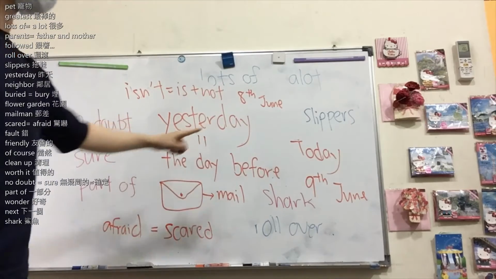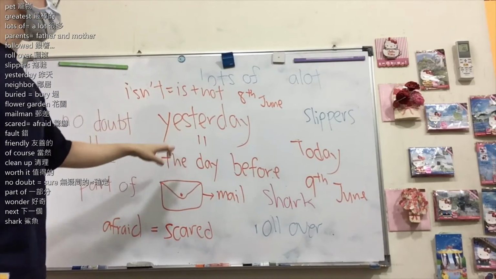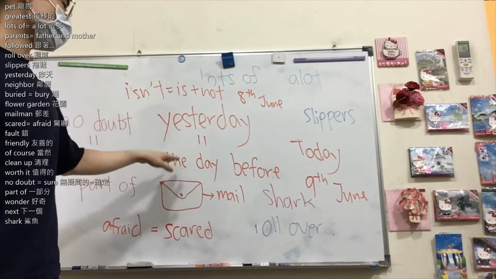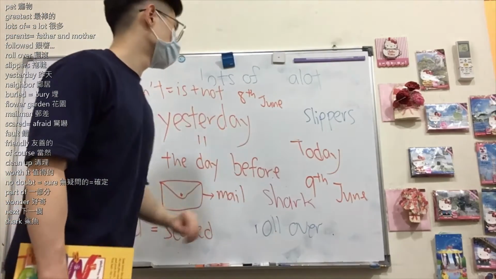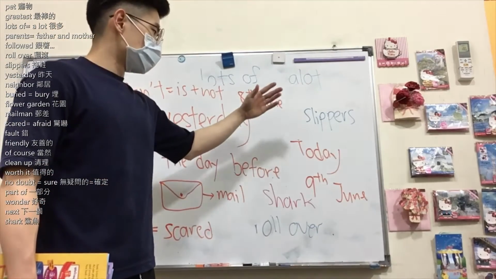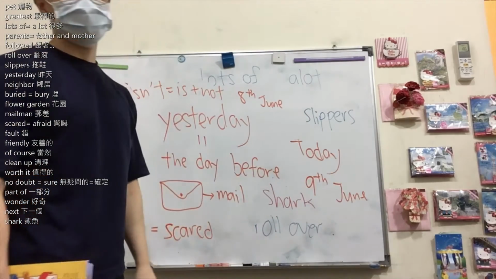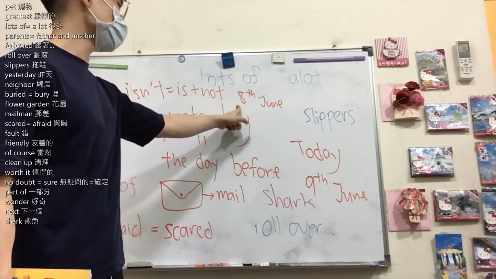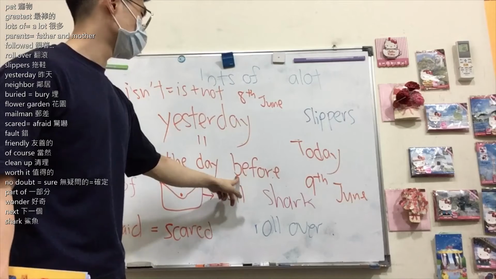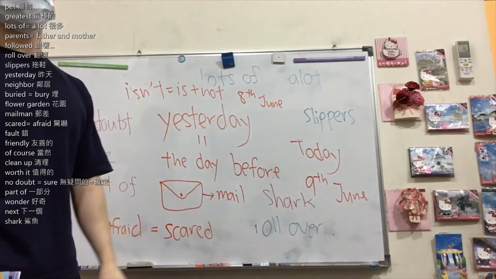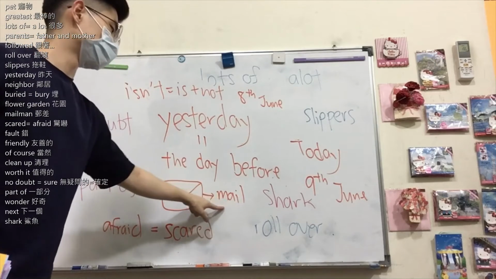Yesterday. Remember, the word yesterday has the same meaning as the day before. And we also learned the word today. For example, if today is the 9th of June, then yesterday will be the 8th of June, or I can also say the day before is the 8th of June. And we also learned a new word, mail. This is a mail.